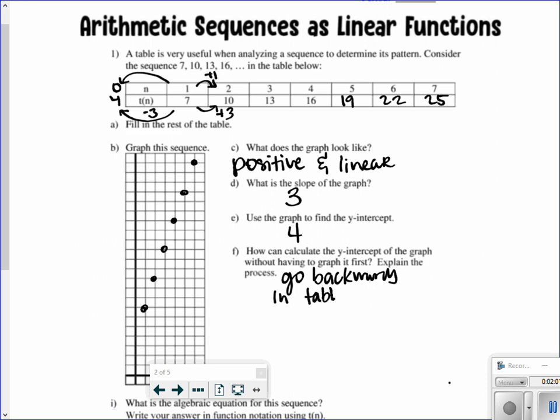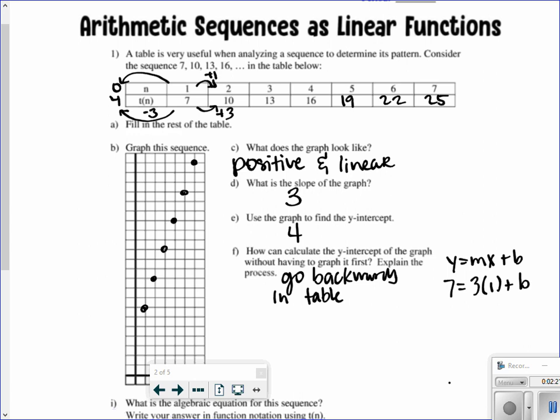Did anyone do what we were doing the past few days? Did anyone use that equation? So you use y equals mx plus b, and you put in, like, if the ordered pair was 1, 7, you did this, and solved it.